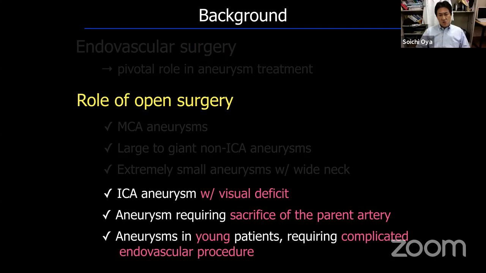And in addition to these aneurysms, today I'm going to focus on some specific cases like ICA aneurysm causing visual deficits, and aneurysm requiring sacrifice of the parent artery. And also I'm going to talk about some aneurysms in young patients requiring complicated endovascular procedures. These sentences highlighted with pink color are the reasons to choose open surgery.